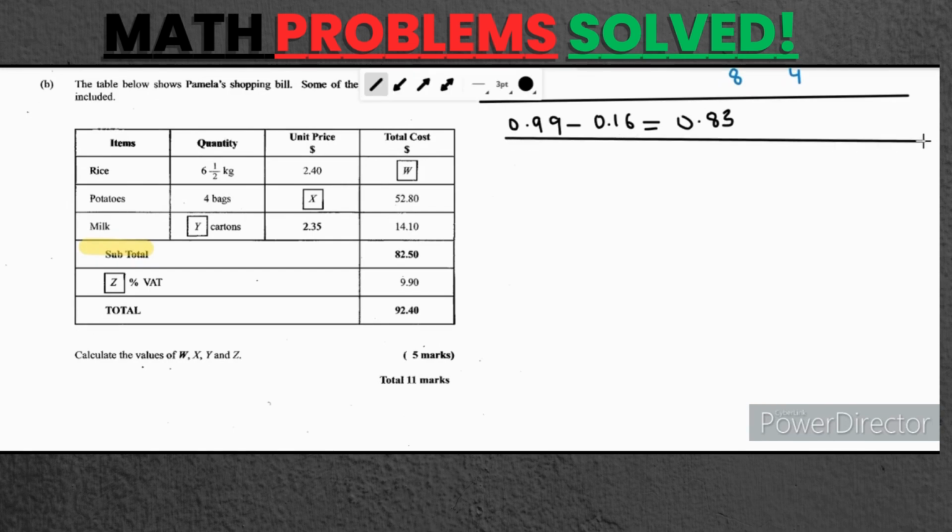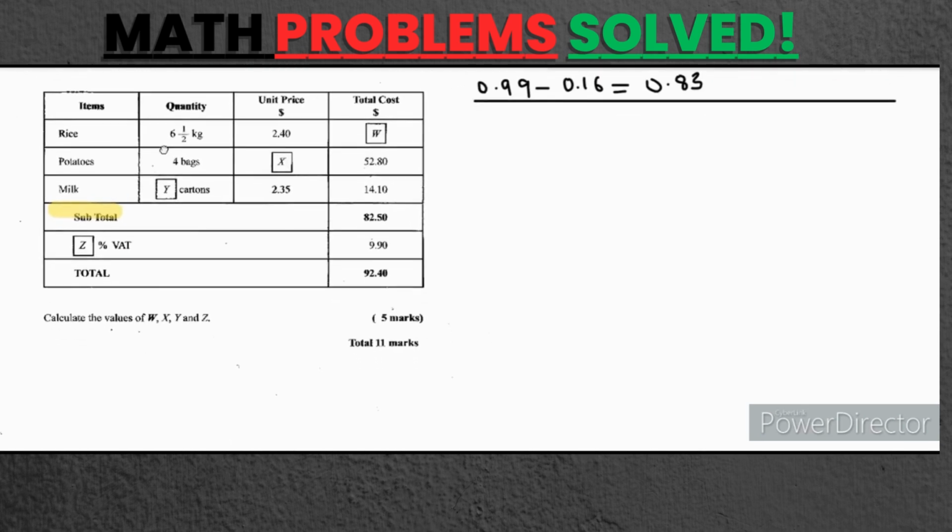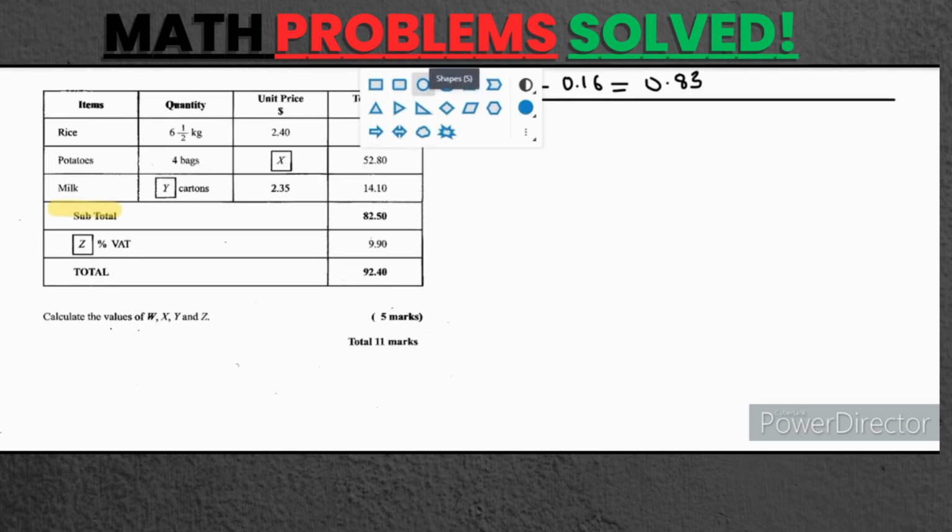What it says: the table below shows Pamela's shopping bill. Some of the information was not included. So this is the table. Here some information is missing. Like here W is missing, X is missing here, Y and Z. These are the missing pieces of information and you have to find these values, right?